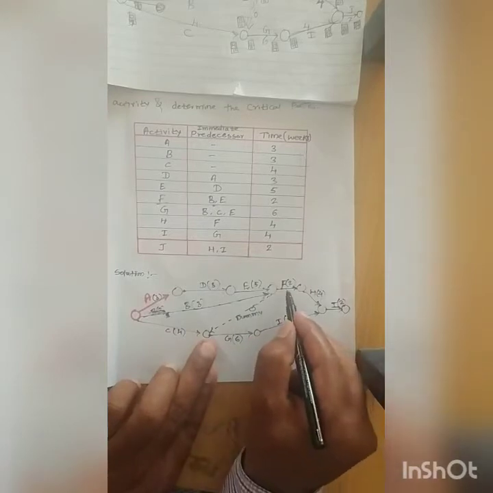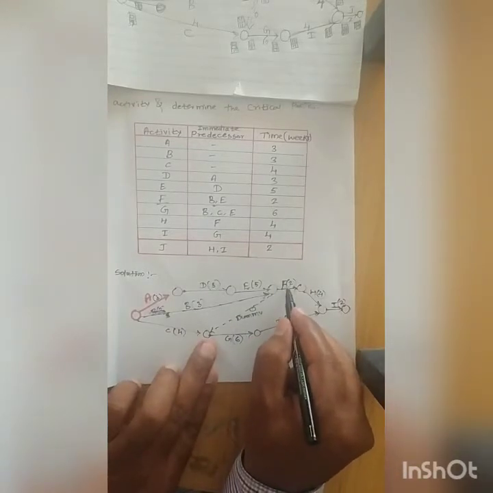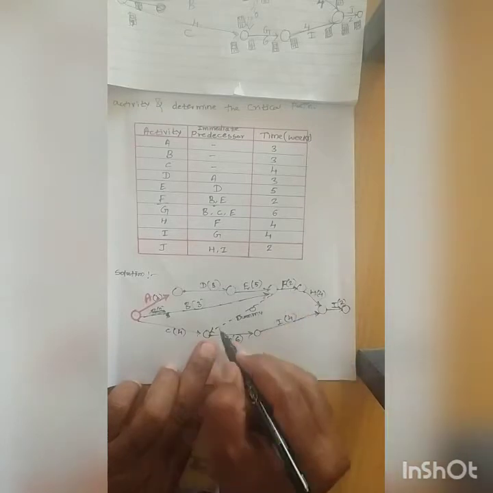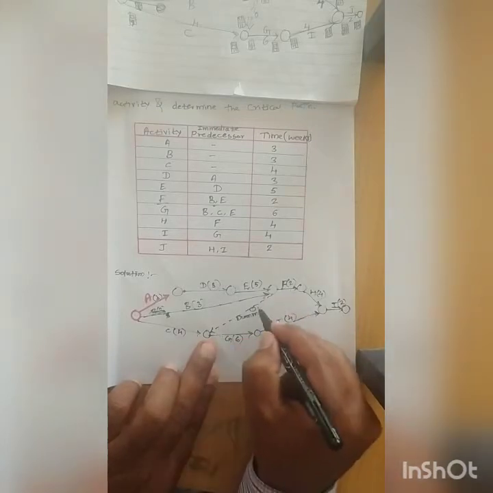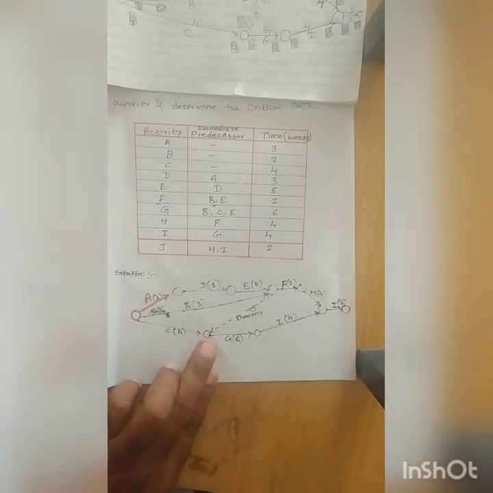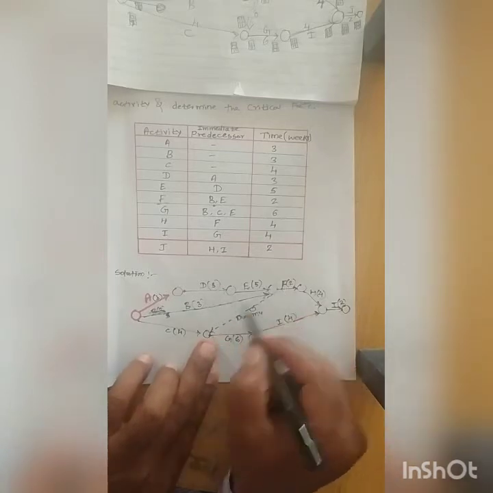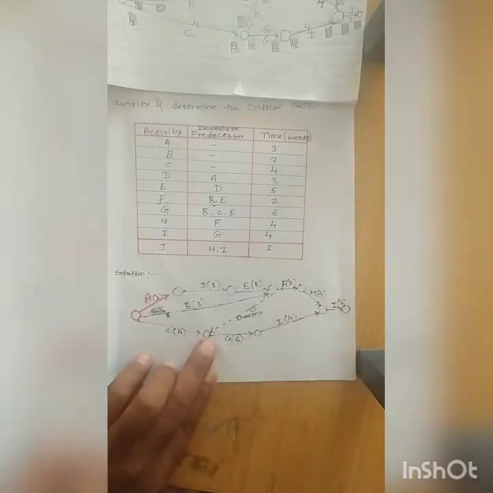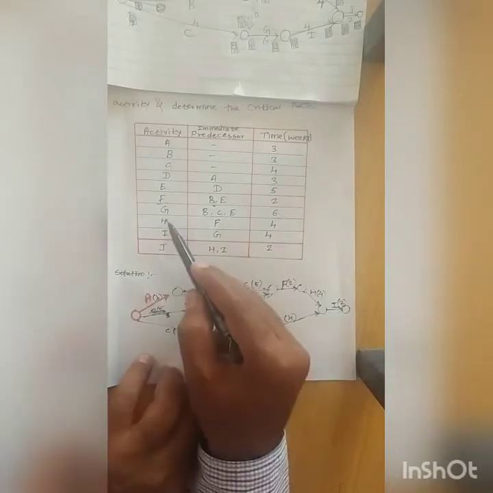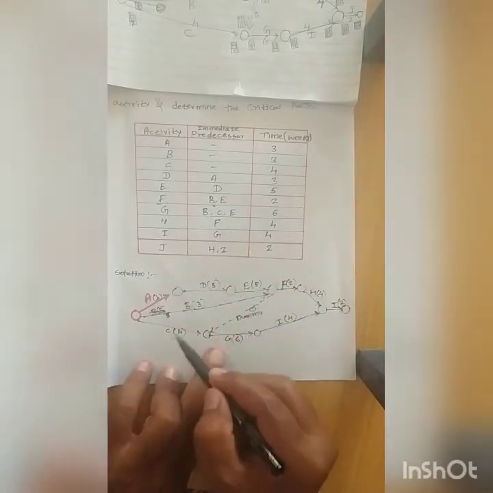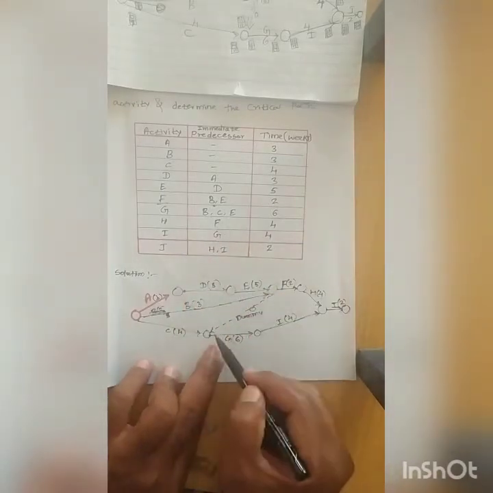The network shows that activity F depends on... if the arrow mark is in the upward direction, it indicates that activity F depends on the predecessors C, B, E. But here they have given that activity G's predecessors are C, B, E. So hence I have to take it as downward.